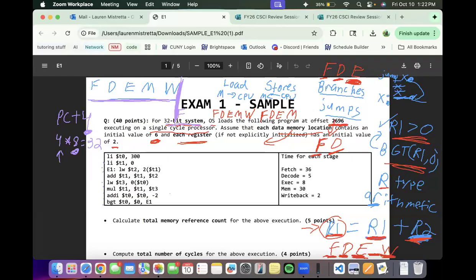So what we do know is it's a single cycle processor. After I do this instruction, my next instruction does not start till over here. So that's good to keep in mind.